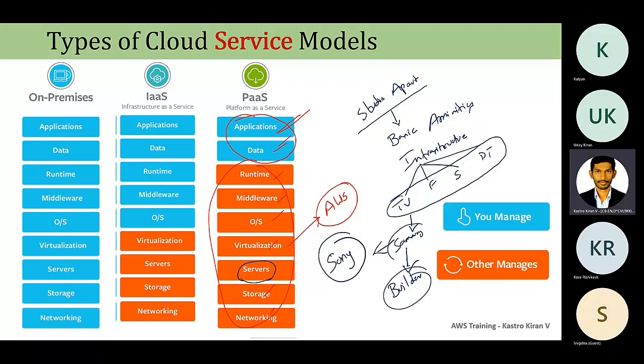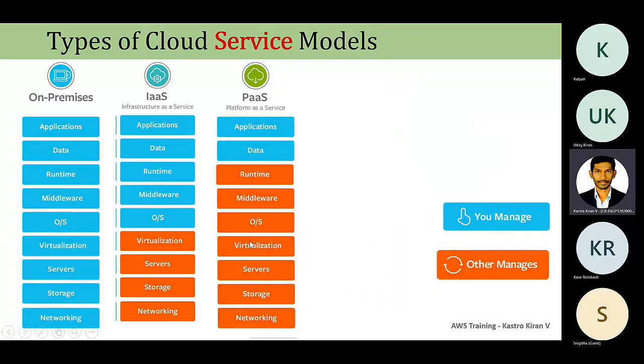The cloud service provider will provide you some basic infrastructure. If you want advanced features, if you want the modern equipment, or if you want to go with the modern facilities, then the company has to buy this. So that is what platform as a service is. In platform as a service, the applications and the data have to be maintained by the company. But with respect to the remaining factors, that is runtime, middleware, all these things, the AWS provider will manage. That is what platform as a service is.